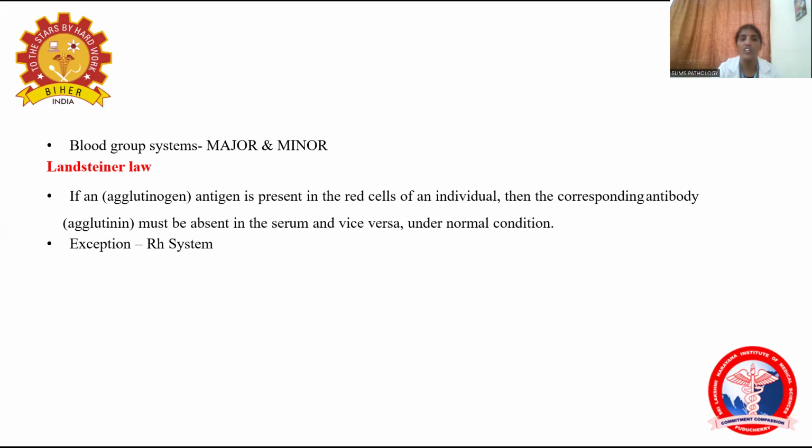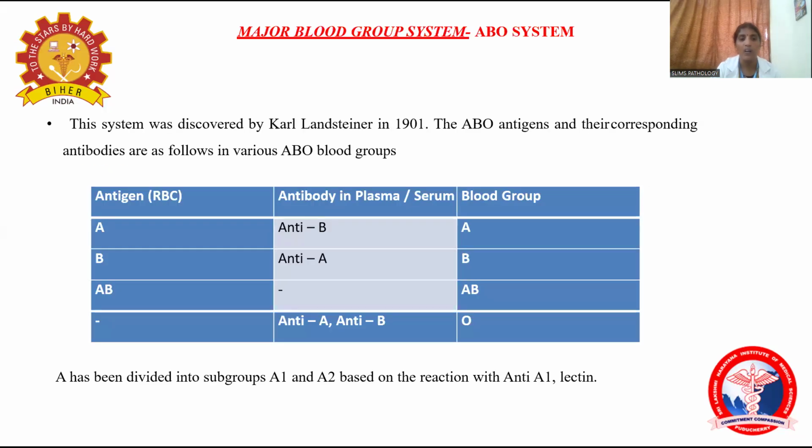Now moving on to major and minor blood groups. I said the major blood group systems are ABO and Rh. Why is it called a major blood group? Because it is seen in the majority of our population. So it is called the major blood group system.